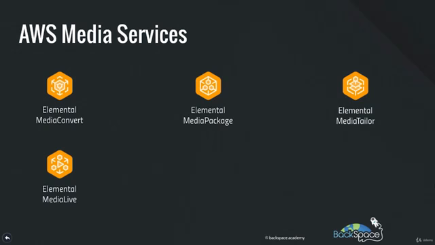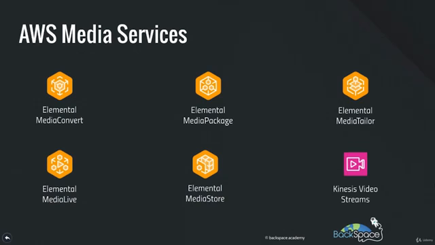AWS Elemental Media Live is a broadcast-grade live video processing service for creating video streams for delivery to televisions and internet-connected devices. Elemental Media Store is a storage service in the AWS cloud that is optimized for media. And finally, Amazon Kinesis Video streams video from connected devices through to the AWS cloud for analytics, machine learning, and other processing applications.